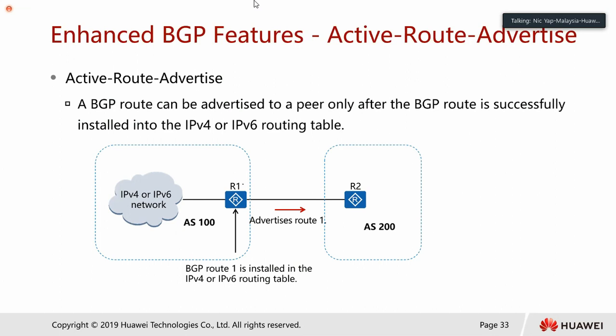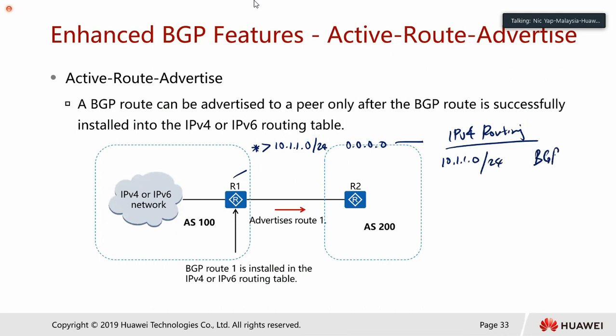Okay, so it means that I'm going to make sure that R1, when you have active route advertise, let's say this is my active route, 10.1.1.0. I have to make sure that this route inside my IPv4 routing table is also using 10.1.1.0/24, using BGP to go out.